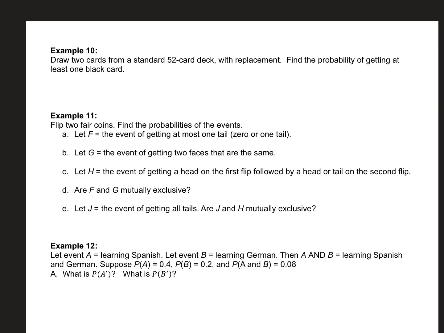Draw 2 cards from a standard 52 card deck with replacement. Find the probability of getting at least 1 black card. So what are my outcomes? I can get a black card on the first draw and a black card on the second draw. I can get a black card on the first draw and a red card on the second draw. Red, red, and red, black. So, getting at least 1 black card, there are 3 of those, so 0.75.